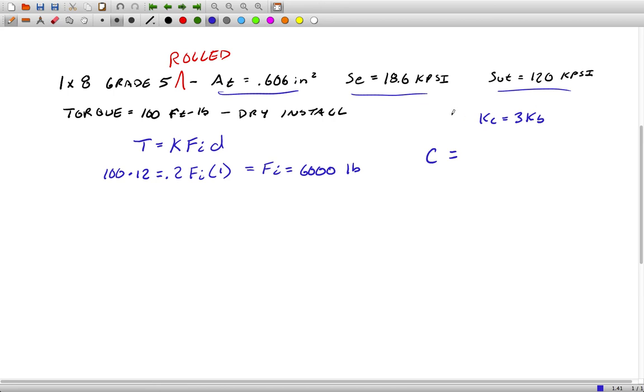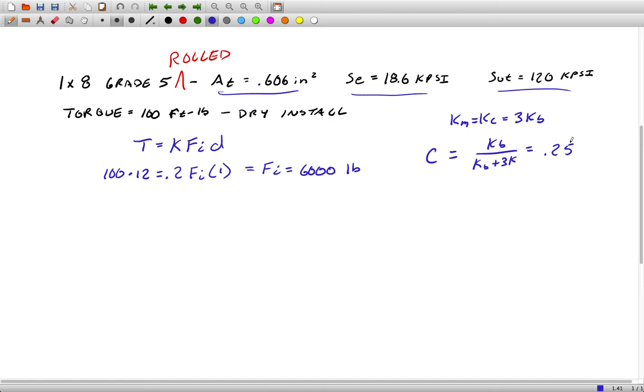And I should note too, Kc is a notation in a couple of other textbooks, so sometimes I flip those, but Km is what Shigley uses, same thing here. So it's going to be Kb divided by Kb plus Km, which is Kb over 4 Kb, or 0.25, 1/4.